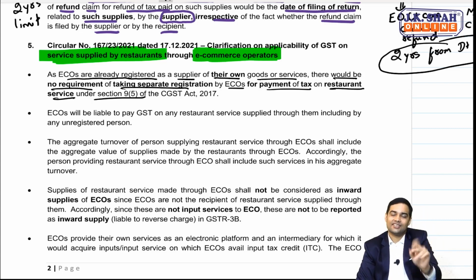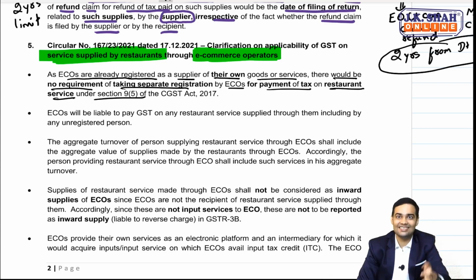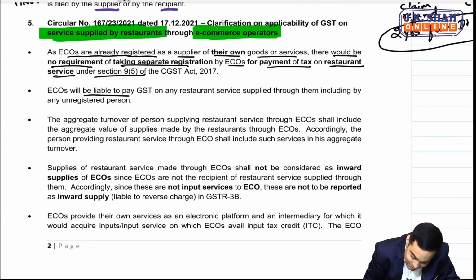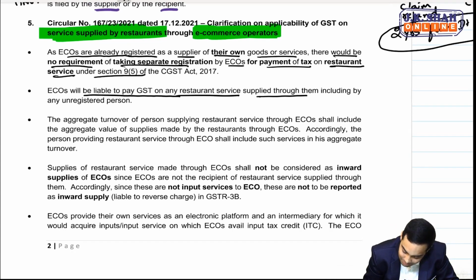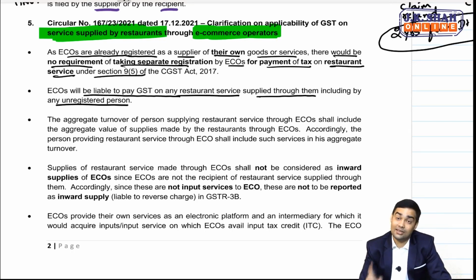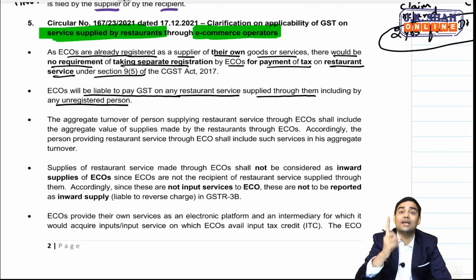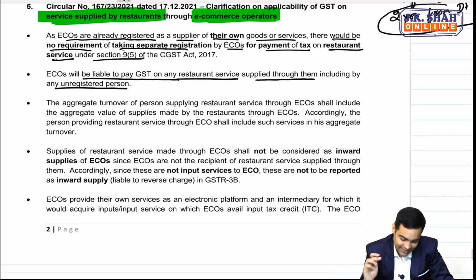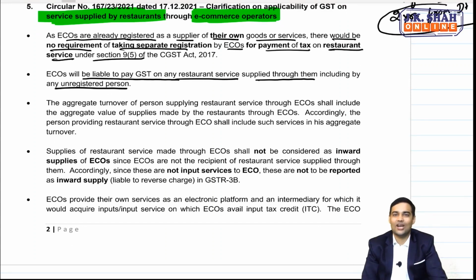Now, second question. Unregistered restaurant, should ECO pay tax? Sir, restaurant is unregistered. Obviously, sir. Let's see. ECO will be liable to pay tax on any restaurant service supplied through them, including by an unregistered person. But remember that point, specified premise. You remember Taj Hotel, within that there is a restaurant, there restaurant will pay. Okay. Third question. Let me see if you answer correctly, if you think correctly.